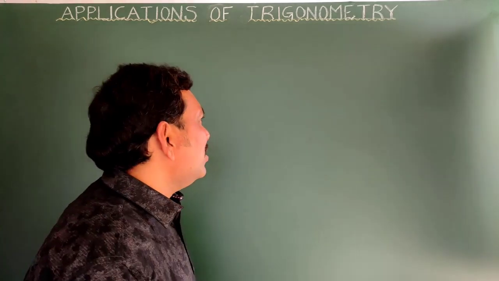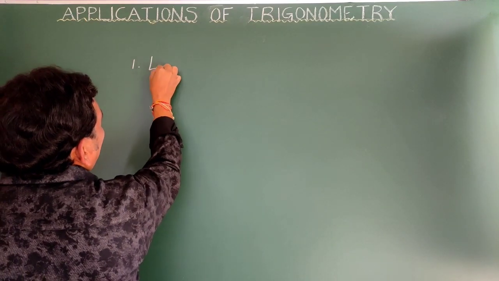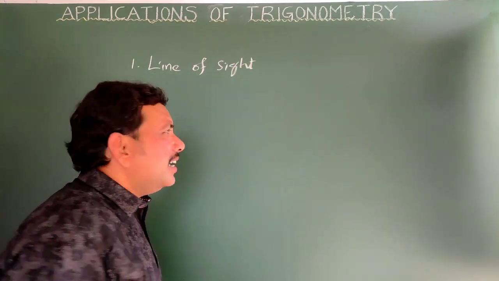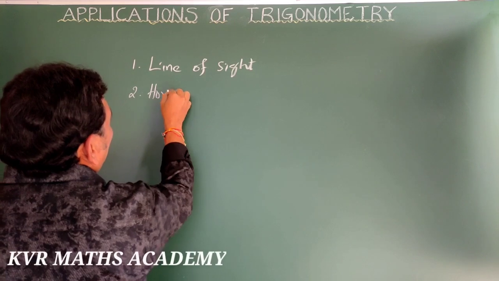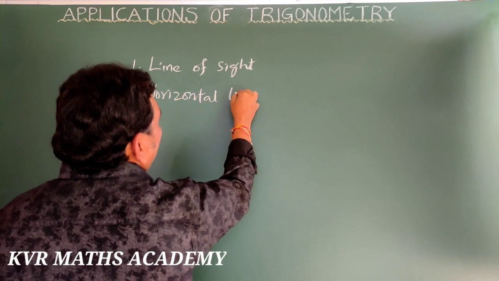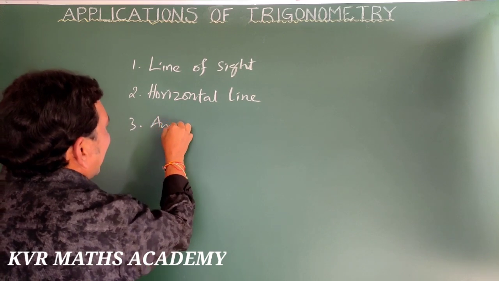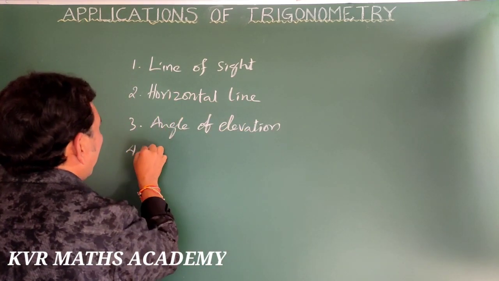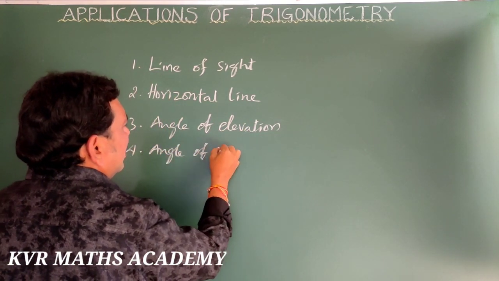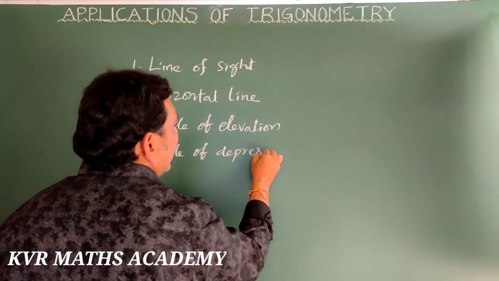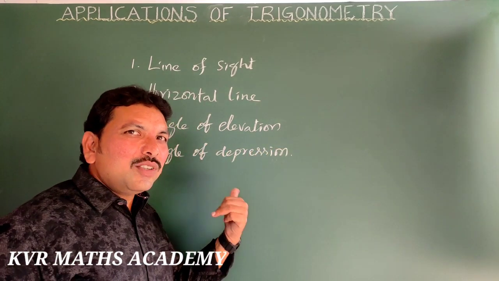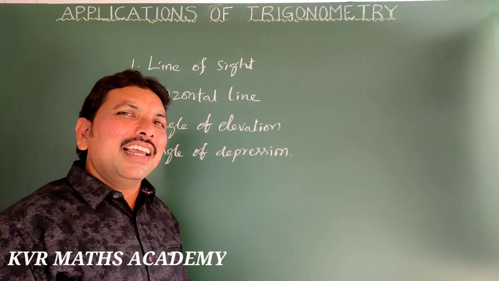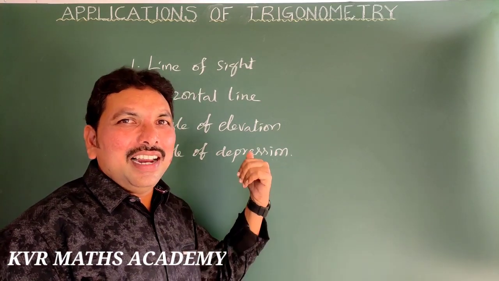First one, line of sight. Next one, horizontal line. Third one, angle of elevation, and fourth one, angle of depression. So first we should learn these four things: line of sight, horizontal line, angle of elevation, and angle of depression. Let's go through this.